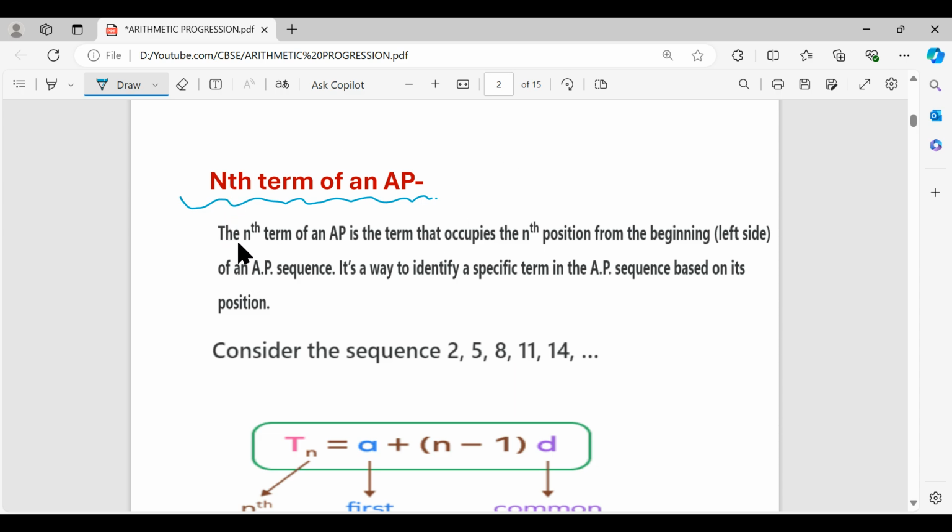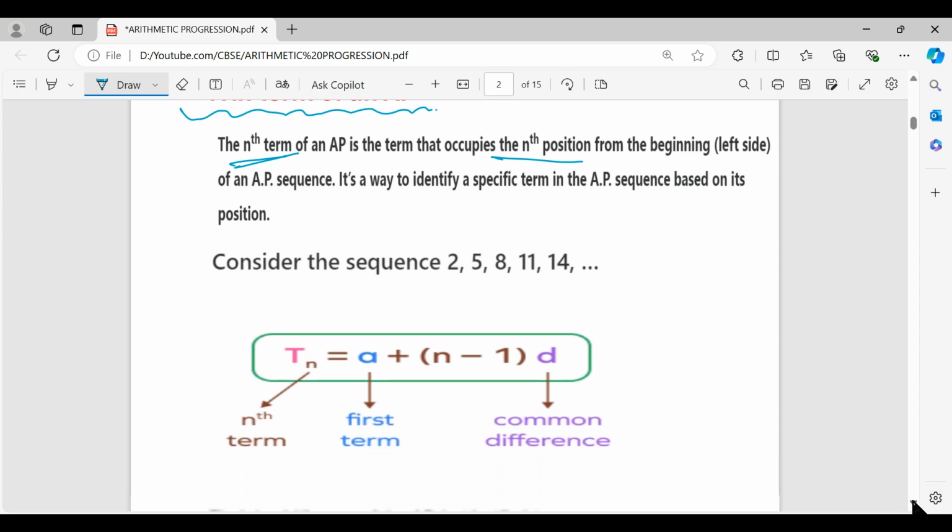Now let's see. The nth term of an AP is the term that occupies the nth position from the beginning, that is the left side of an AP. It's a way to identify a specific item in the AP or sequence based on its position. Now, what does this mean? As it says, the nth term of an AP is the term that occupies the nth position.